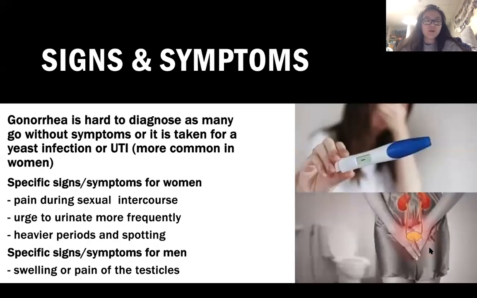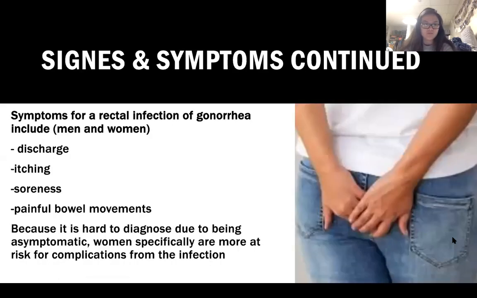Signs and symptoms. Gonorrhea is hard to diagnose as many go without symptoms or it is taken for a yeast infection or UTI, more common in women. Specific signs and symptoms for women: pain during sexual intercourse, urge to urinate more frequently, heavier periods, and spotting. Specific signs and symptoms for men: swelling or pain in the testicles. Some general signs are pain and burning when urinating, fever, sore throat, and abnormal discharge.